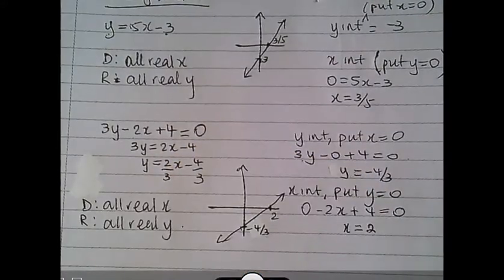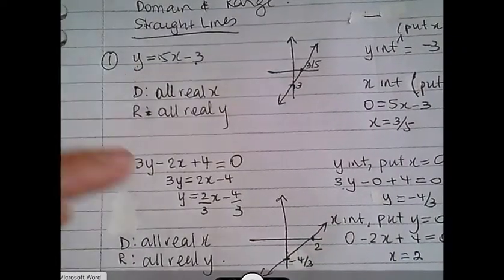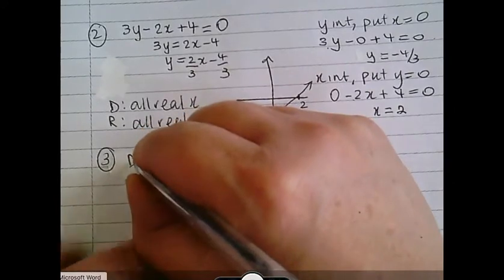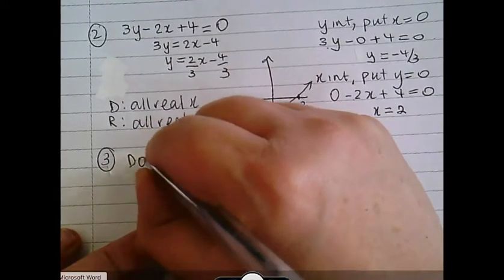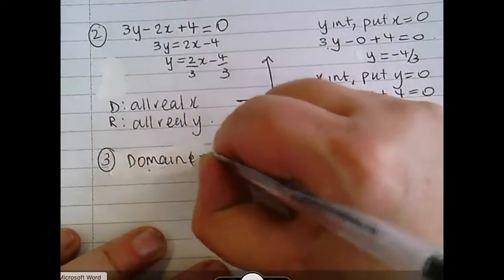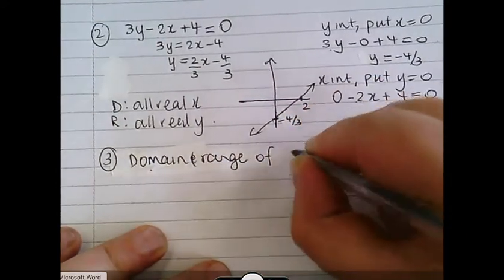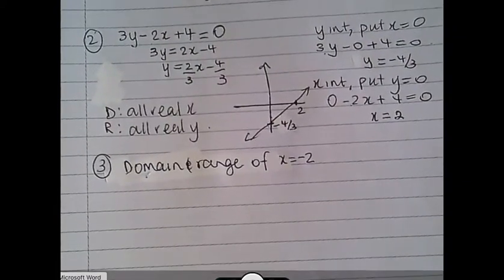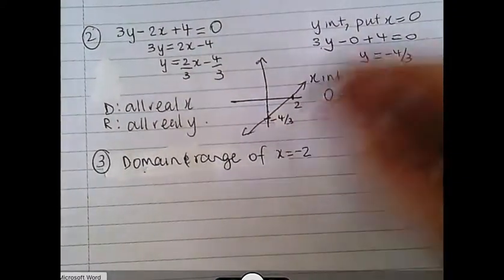Okay? Now, that's y equals mx plus b form and the equation in general form. What if I ask you for the domain and range? So find the domain and range of x equals -2, the line.